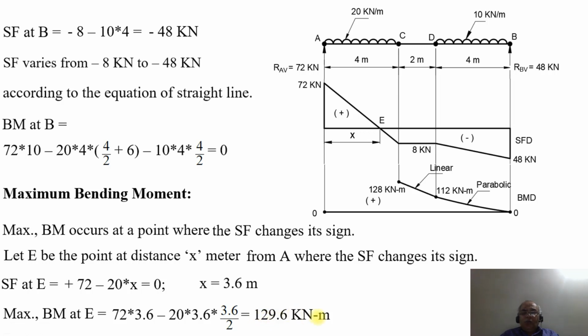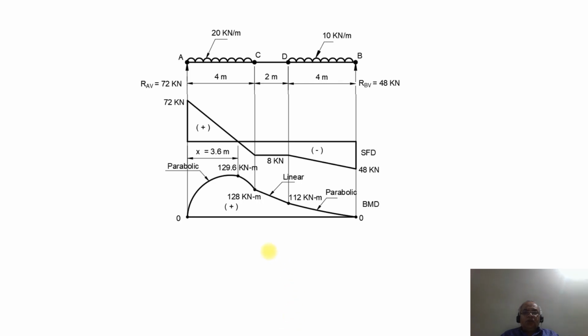So now we got the maximum bending moment at the point E. From here you draw a line so that you can measure the distance of 129.6 kilonewton meter, and join this 129.6 kilonewton meter and also this 128 kilonewton meter by means of a parabolic curve, because the power of x in this case is w into x by 2. So it is x square by 2. Naturally the power of x is 2. Therefore, you are going to get this as a parabolic curve.